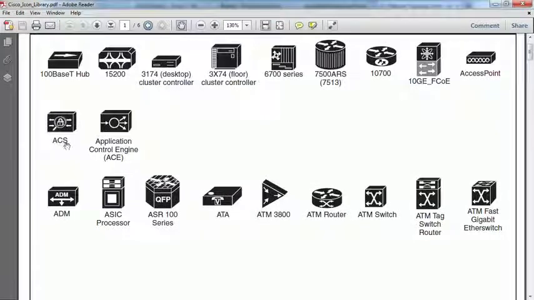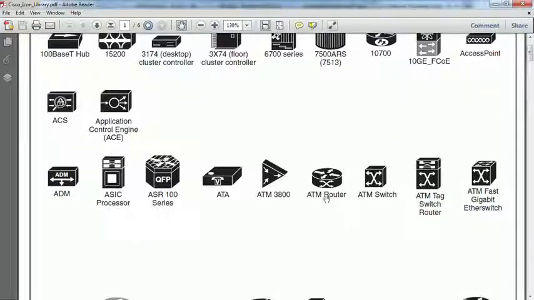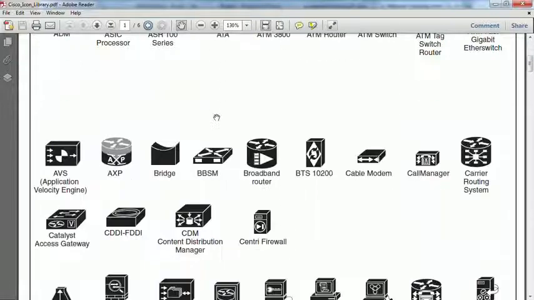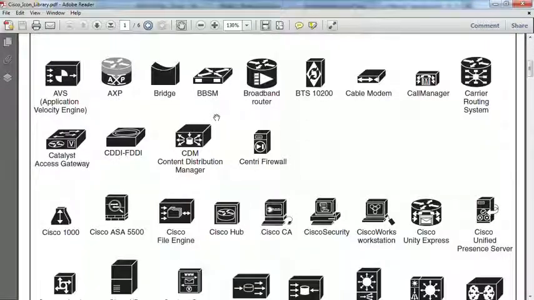Like this one here, ACS, is for security authentication, like for usernames and passwords. The ATM router or ATM switch would be stuff that's going on in the service provider network. So you'll see there are a lot of different types of devices that make up the network, but mainly, from our point of view, we're just going to focus on the main four, which are the endpoints, the interconnections, like the cabling between the devices, the routers, and the Ethernet switches.